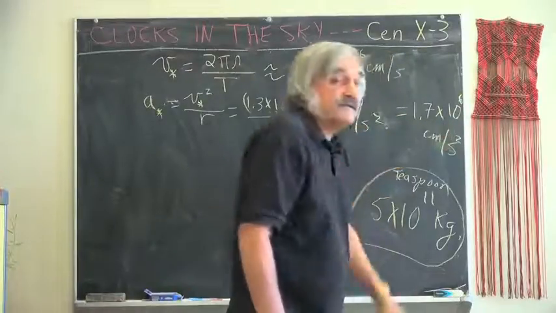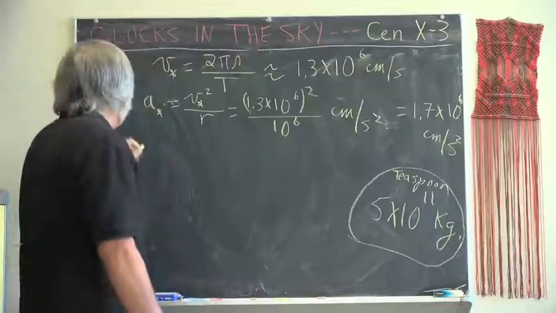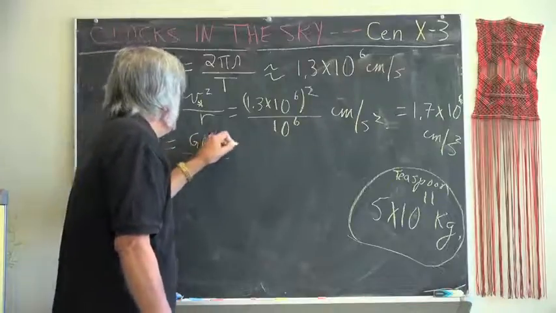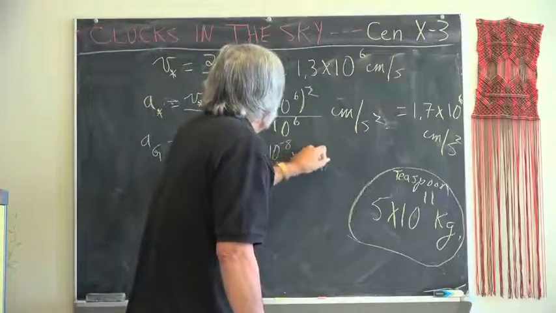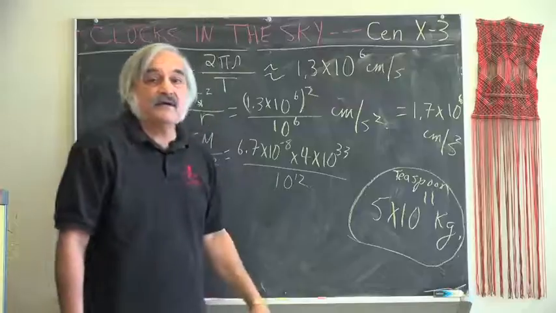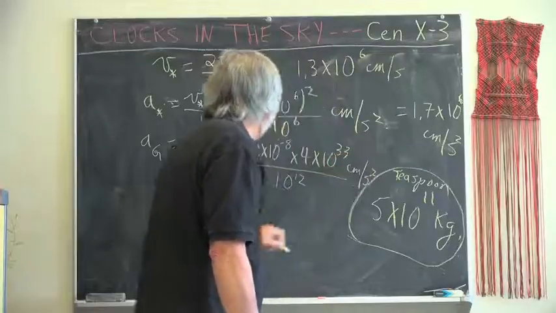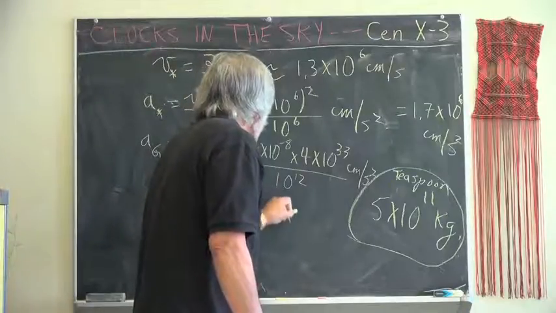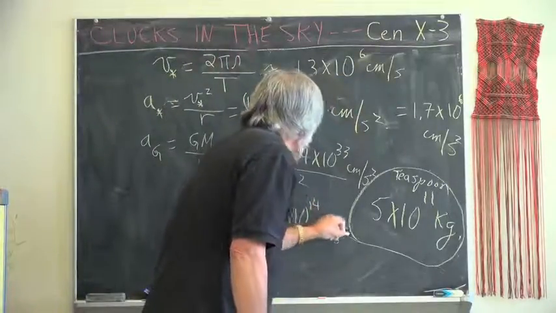centimeters per second squared. Now, once again, we compare this to the acceleration due to gravity, GM over r squared: 6.7 times 10 to the minus 8 times 4 times 10 to the 33 grams, 2 solar masses, divided by r squared, which is 10 to the 12, also centimeters per second squared, and this turns out to be approximately 2.7 times 10 to the 14 centimeters per second squared.